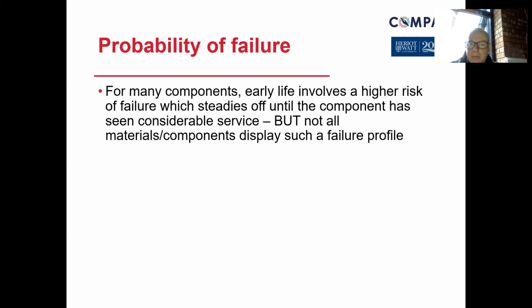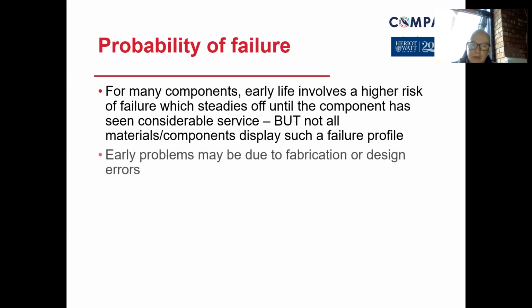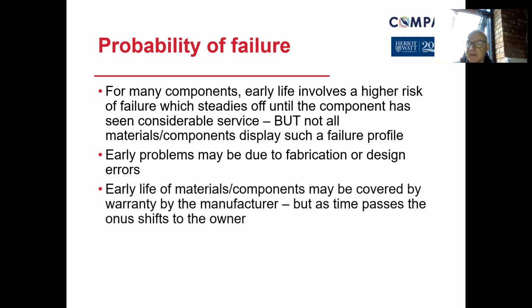But not all materials or components display such a failure profile. Some are predictable, others are not. Early problems may be due to fabrication or design errors. It may not have been put together or fused together to the extent expected in the engineering design. It's down on paper as a technical drawing, but the person who's manufactured it may have varied from it slightly, made slight changes to the materials, or used a different technique to fuse the metals together. As a result, it perhaps is not as strong. Some of the problems came about as a result of that.